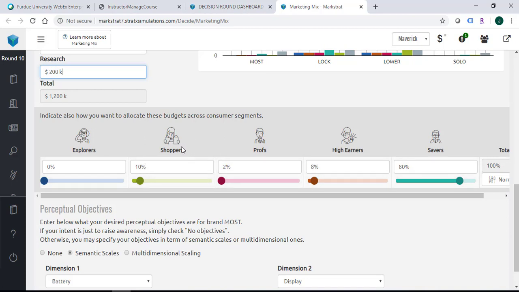From the handbook, you probably also notice that shoppers and savers are very similar in terms of their purchase behavior. Then there are 8% for high earners and 2% for professionals. So the total will be 100%.